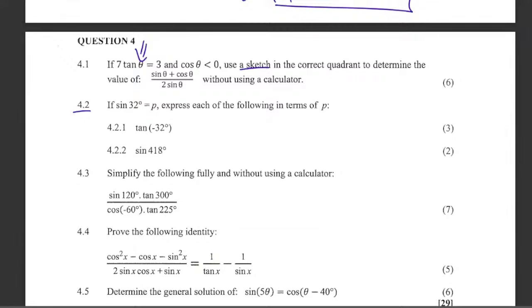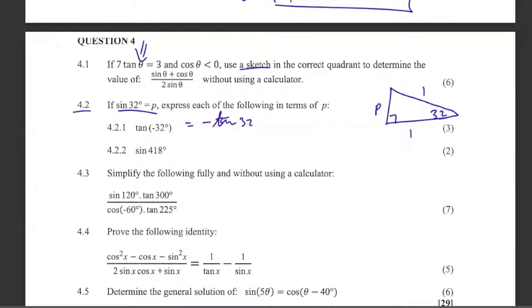So this requires some elements of reduction, and even a sketch, but let's focus on the reduction mostly. So let's take out the negative. So it's going to be negative tan of 32. But before I get there, remember we said we need a sketch. In this sketch, we don't need the CAST diagram or the quadrants for that case. So what I'm going to have is the sine is P. So it's P over 1. So if that's a P, that's a 1.